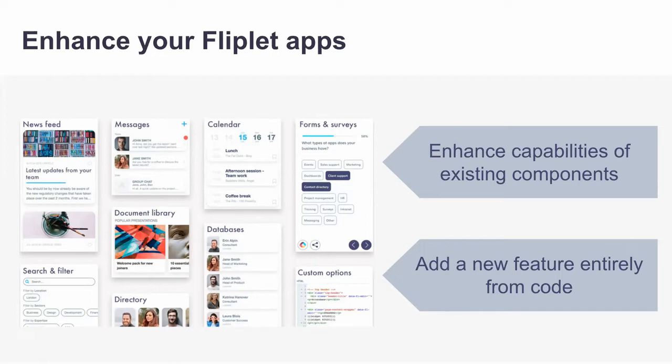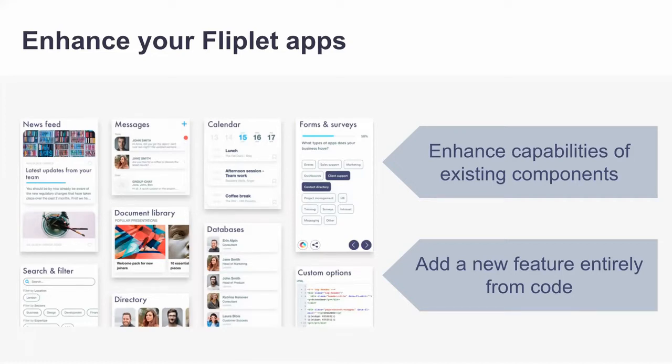So that's how you can enhance capabilities of existing components and apps. Now, to add a new feature completely from code, again, using the code library, it means that you don't have to be a developer to be able to do this. We have in our code snippets lots of text to explain how you can use it, and we've got instructions of what you need to change and so on.